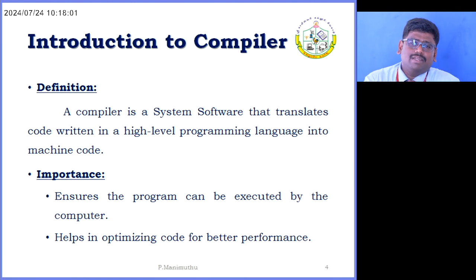What is a compiler? A compiler is normally a system software that translates code written in a high-level language into machine code. This is the main purpose of the compiler, and it ensures the execution of the program on a particular computer.